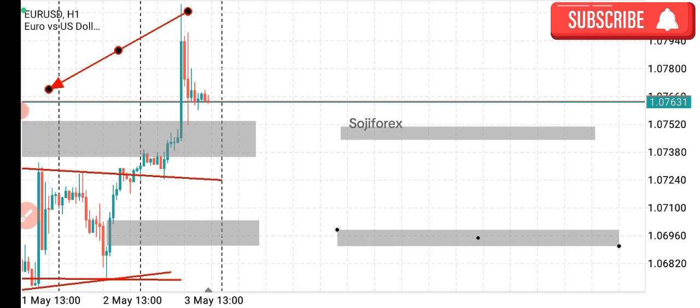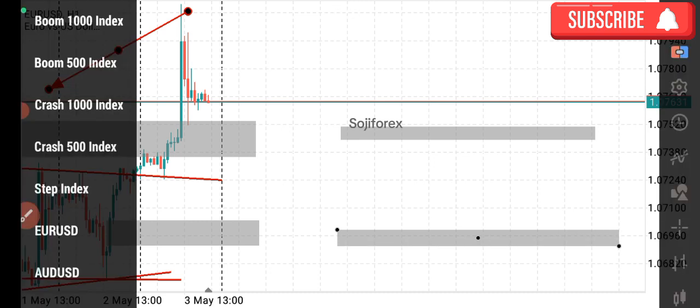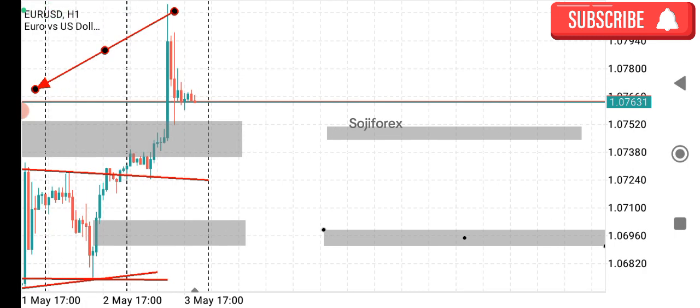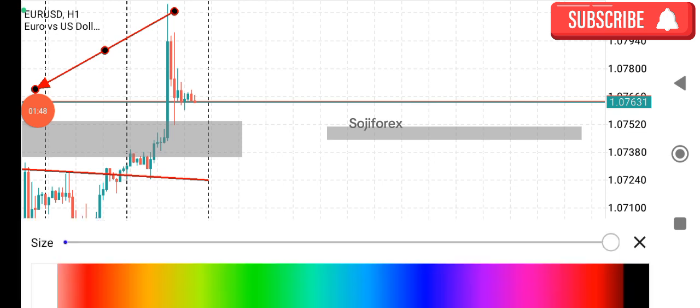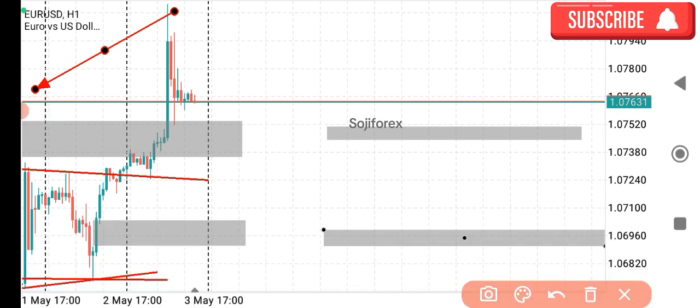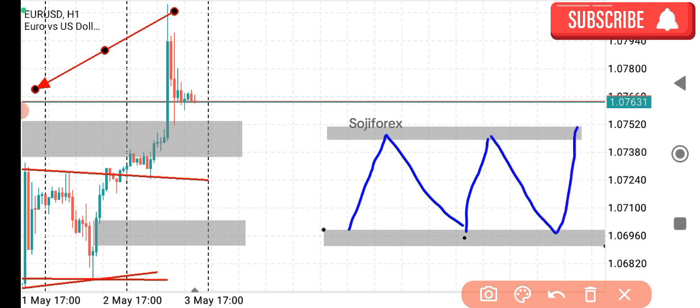For instance, if this is our support and this is our resistance, and price keeps moving this way, from support to resistance, to support, to resistance, we can term this as price moving in a defined zone. But we said a breakout is when price moves outside of this defined zone.